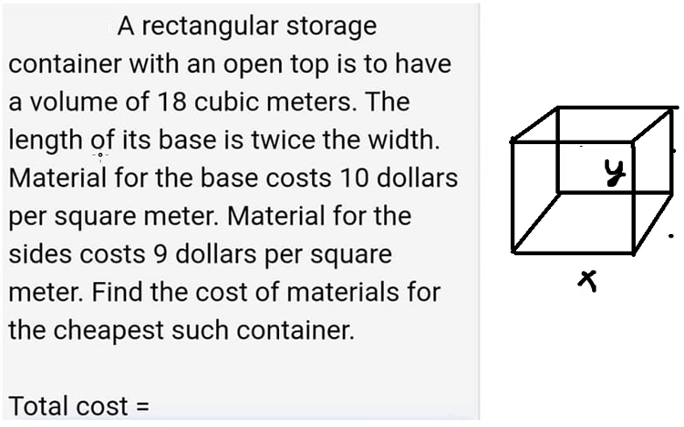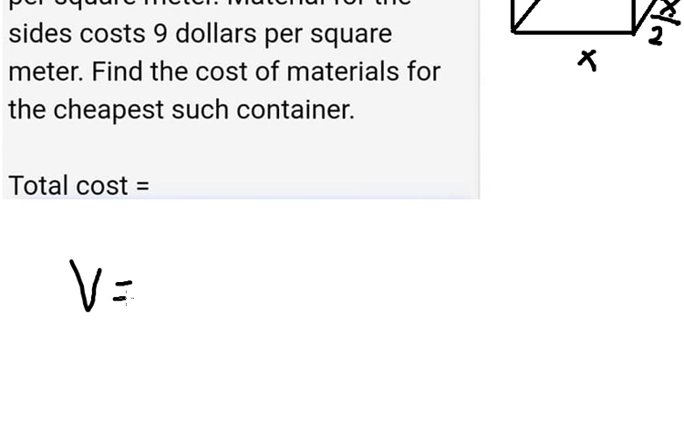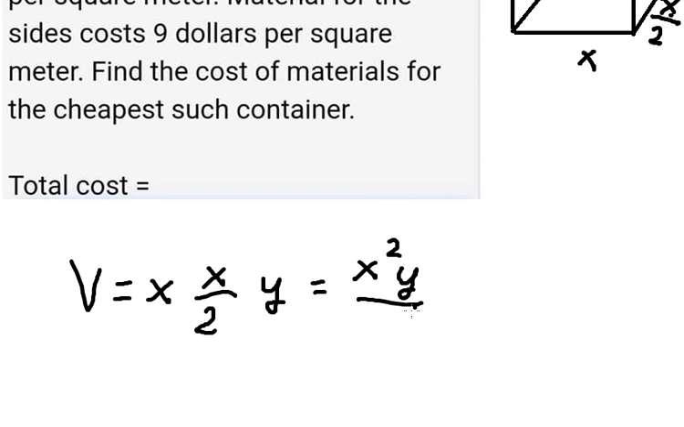We know that the length of its base is twice the width. That means the width is S over 2, so the width is half of the length. Now the volume, we know that this is 18 cubic meters. So the volume is the length multiplied by the width and multiplied by the height. So we have S squared Y over 2 equals 18. This is the first one.